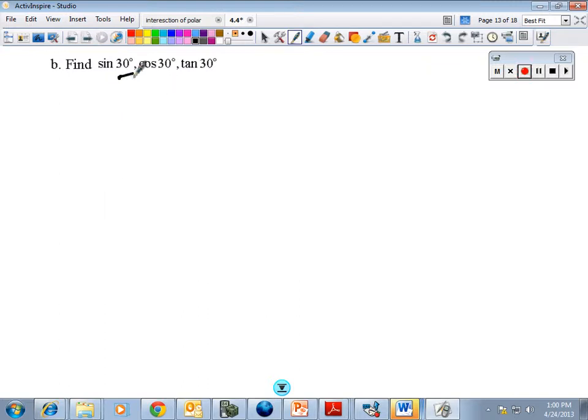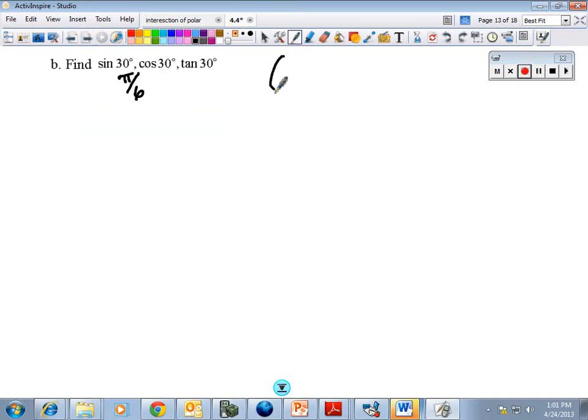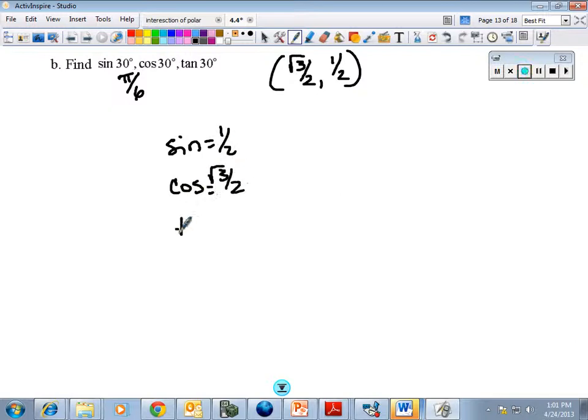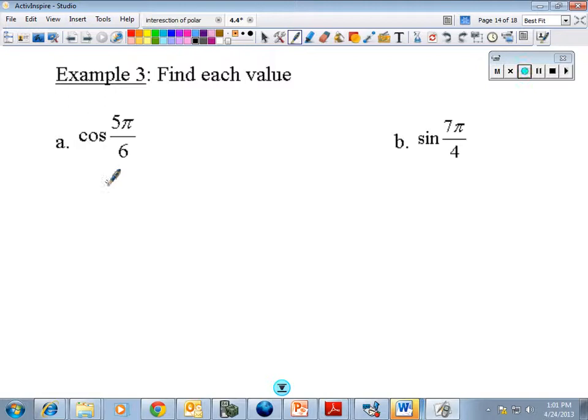Now for 30, that's pi over 6. So if you think about the point for pi over 6, pi over 6 is square root of 3 over 2, 1/2. You can get that from your hand. Sine is 1/2. Cosine is square root of 3 over 2. The tan, and these are all of 30, is 1/2 over the square root of 3 over 2, which is 1 over the square root of 3. Sometimes you'll see this written as the square root of 3 over 3, but this is perfectly fine. And then we're just finding the values off the circle.